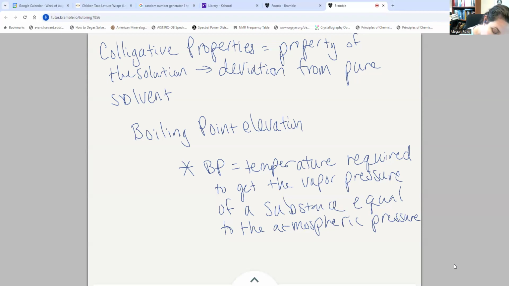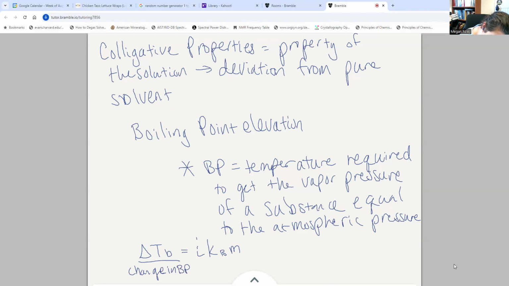We have an equation that we use. It's delta TB. So this is a change in boiling point. This is not our boiling point. This is a change in boiling point. It's equal to i KB and then a little m. So this is the change in boiling point.